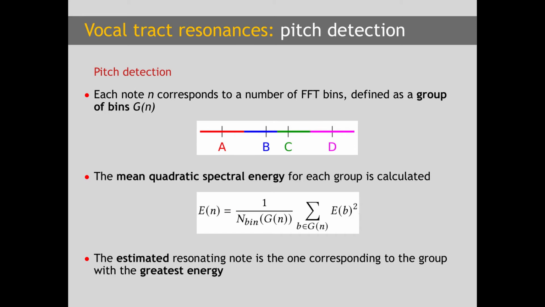Each MIDI note corresponds to a number of fast Fourier transform bins, defined as a group of bins G. In the image, you can see how notes A, B, C, and D are given a space, highlighted with different colors on the Fourier domain. The mean quadratic spectral energy for each group is then calculated. The estimated resonating note is the one corresponding to the group with the greatest energy.